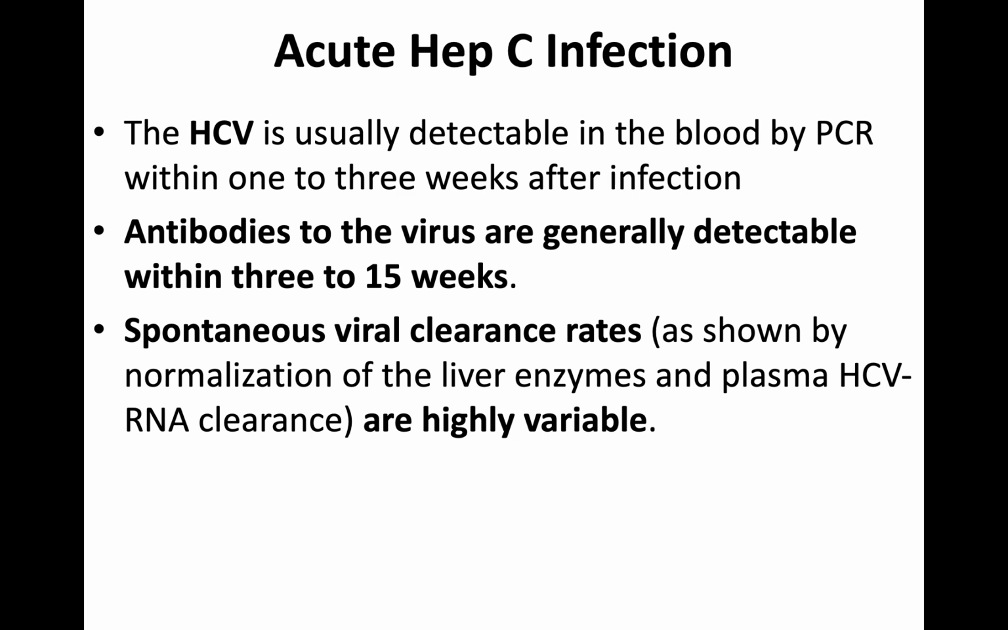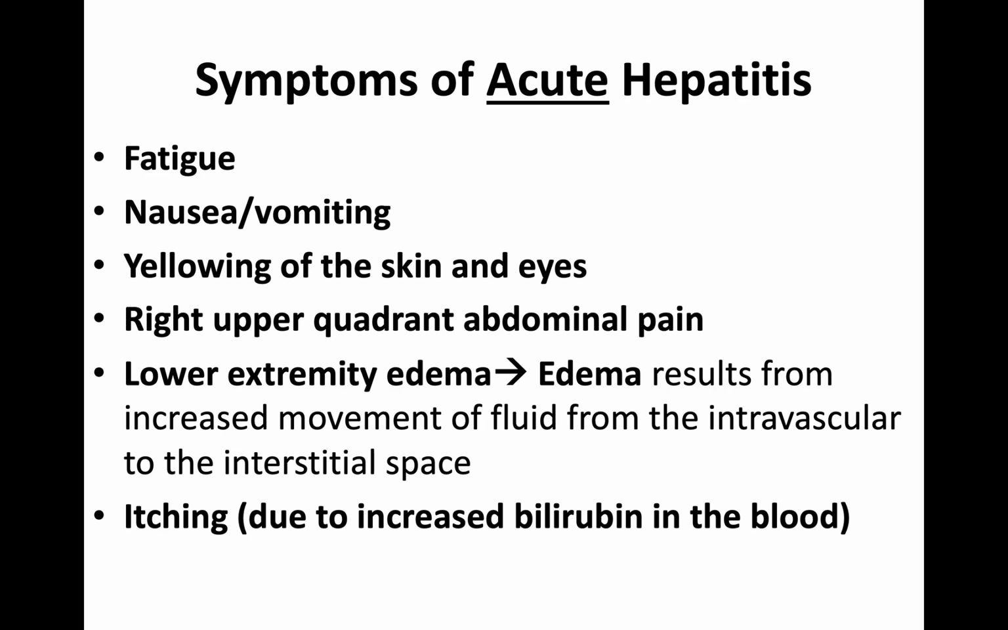If they were to do blood tests, sometimes between 1 and 3 weeks after the infection, they could pick up some viral proteins in the blood, and somewhere between 3 and 15 weeks they could pick up the antibodies to the virus. We talked about the viral clearance rates. Again, that's the percentage of people that actually clear the virus, so they can say they no longer have Hep C, and it's somewhere around 20% of people.